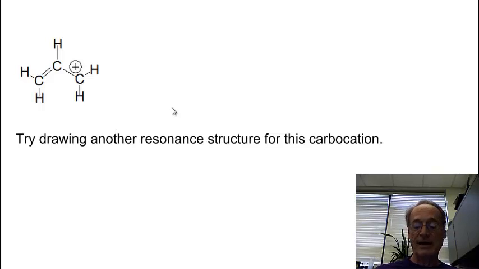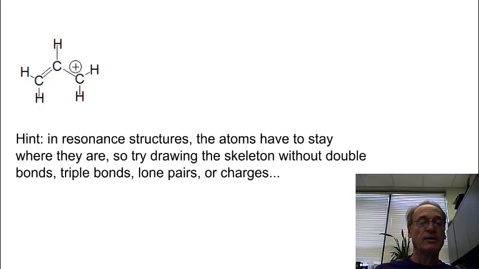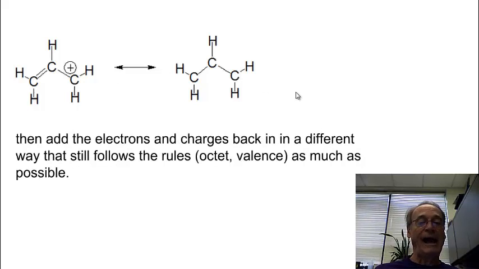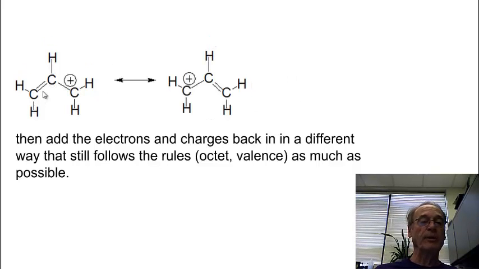Keep in mind that you have to keep the atoms in the same place. So here's a hint. In resonance structures, the atoms have to stay where they are. So try drawing the skeleton without double bonds, triple bonds, lone pairs, or charges like that. Notice that what I did here is drew the atoms in the exact same places, but didn't put the double bond in, didn't put the positive charge in, and then added the electrons and charges back in a different way that still follows the rules as much as possible. Notice that's what I did here. Instead of double bonding that position, I put the double bond back in that position over here, and I shifted the positive charge from there over to there. So this is another resonance structure of that same molecule. Notice the atoms are in the same places, but the electrons have moved.